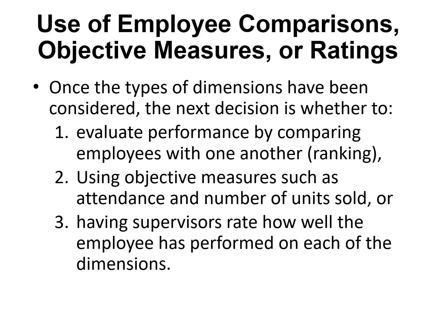Once the dimensions have been considered, the next decision is whether to, number one, evaluate performance by comparing employees with one another, or two, to use objective measures such as attendance and number of units sold, or three, having supervisors rate how well the employee has performed on each dimension. I think we have already discussed the implications of number three. So now let's discuss number one and two. Number one suggests doing performance appraisal by comparing the employees with each other. That may sound nice, but that's also problematic.